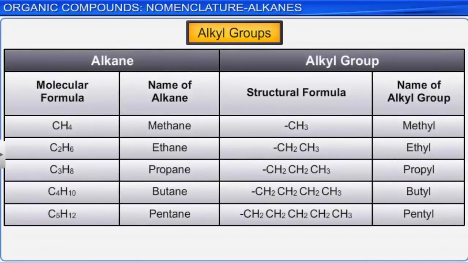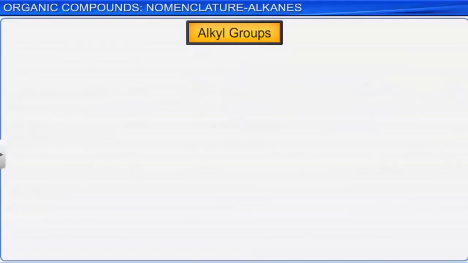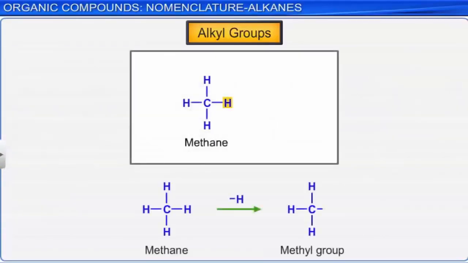The group which consists of 1 hydrogen atom less than an alkane is called an alkyl group. For example, if 1 hydrogen atom is removed from methane, that is CH4, we get the alkyl group CH3. An alkyl group is named by replacing the ane in the name with yl. Thus, the name of alkyl group of methane will be methyl.